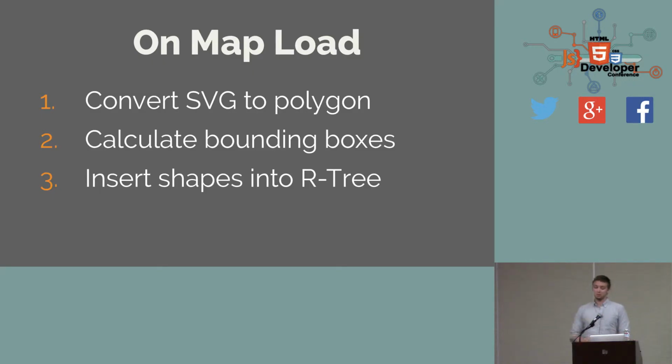So our algorithm looks something like this. On our map load, we get all this data that describes the SVG outlines of the map shapes. We convert those to polygons, so basically just lists of points. Then we calculate the bounding boxes, or just the extents: the min x, min y, and max x, max y. Then we insert those bounding boxes into an R-tree, where the key is that bounding box, and it has a reference to the marker that it relates to.